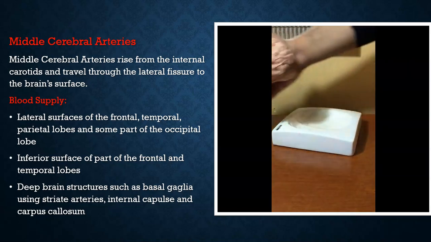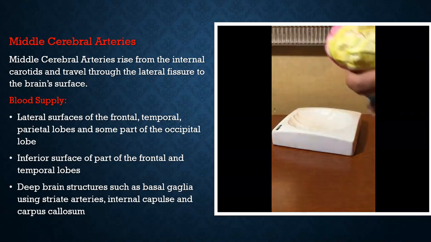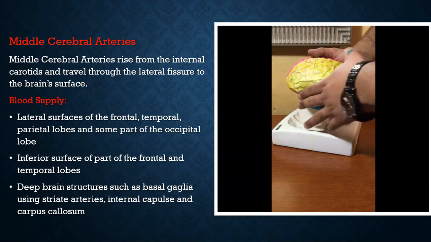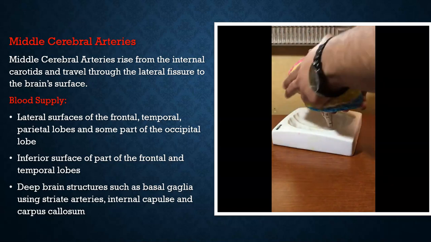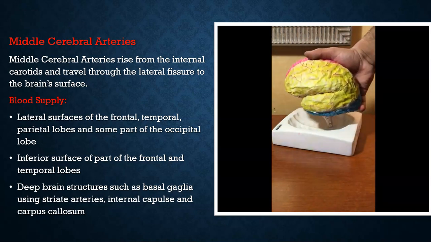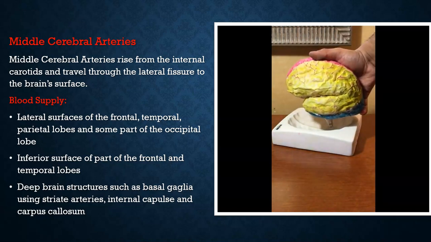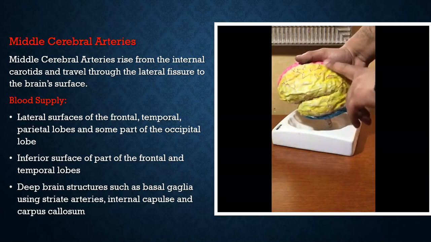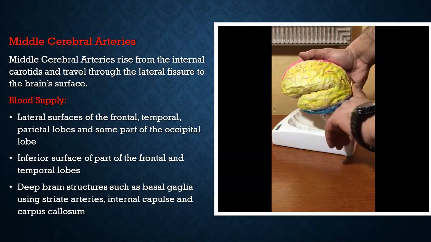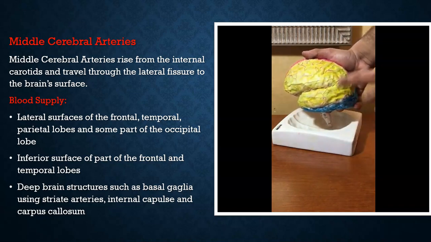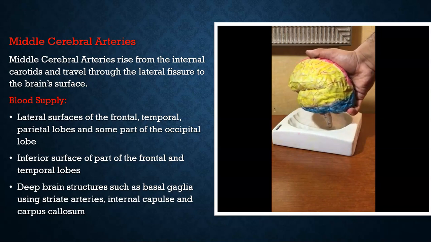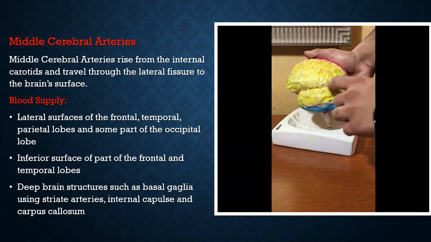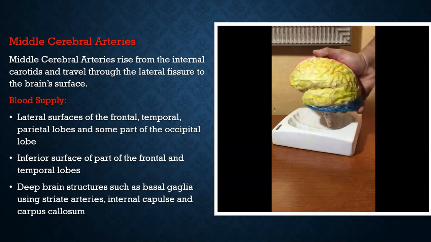Okay, so let's see how it looks with the color coordination. Again, this is the lateral view of your brain. This is the temporal lobe. This whole green area is covered by the MCA, the middle cerebral artery. So it supplies the lateral part of the frontal lobe, the lateral part of the parietal lobe, and some part of the occipital lobe, but the majority of the occipital lobe is supplied by the PCA. We will discuss that later. And the majority of the temporal lobe is supplied by the MCA.